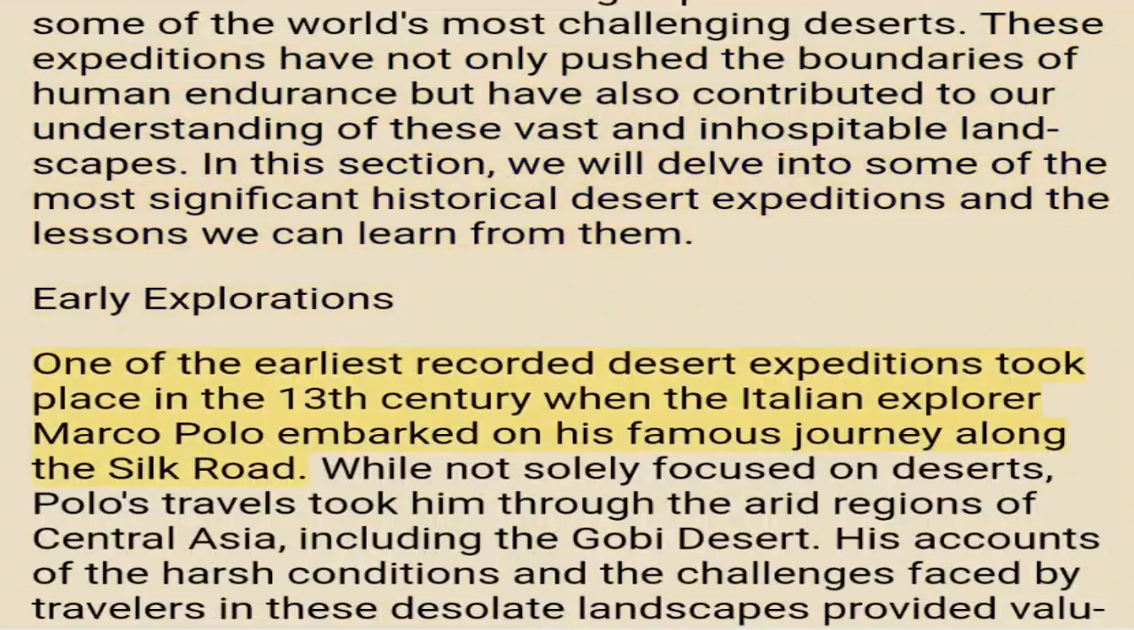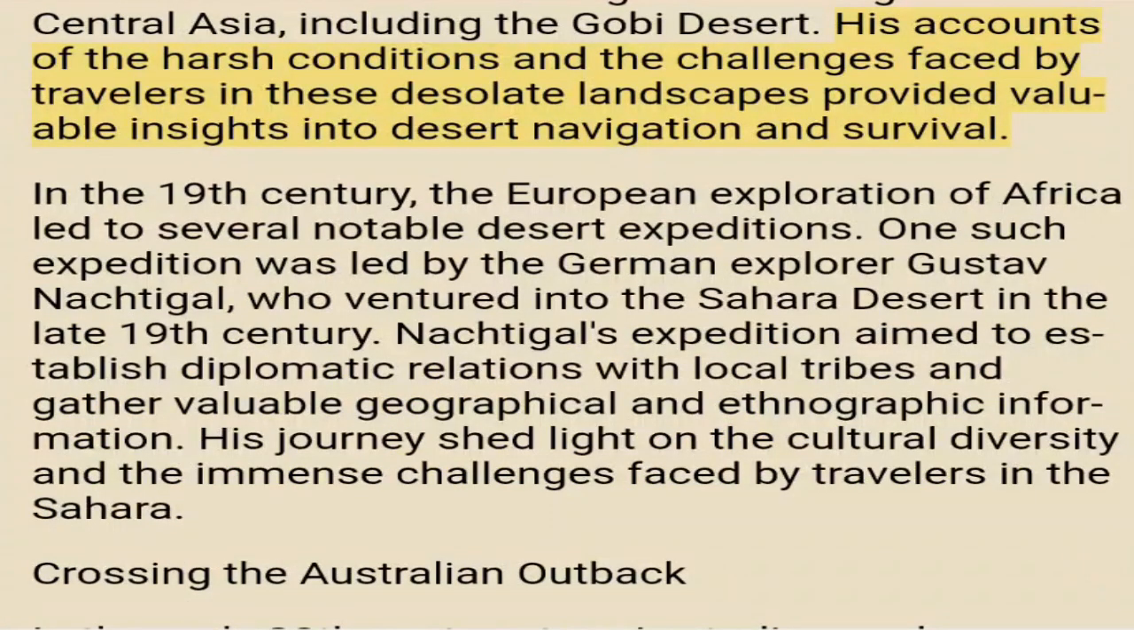One of the earliest recorded desert expeditions took place in the 13th century when the Italian explorer Marco Polo embarked on his famous journey along the Silk Road. While not solely focused on deserts, Polo's travels took him through the arid regions of Central Asia, including the Gobi Desert. His accounts of the harsh conditions and the challenges faced by travelers in these desolate landscapes provided valuable insights into desert navigation and survival.